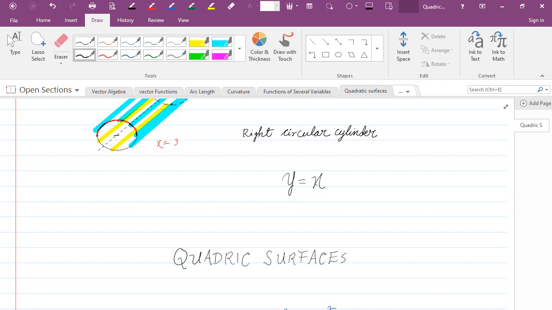Well, what you're going to get is a plane that passes through this line, and it is perpendicular to the xy plane.